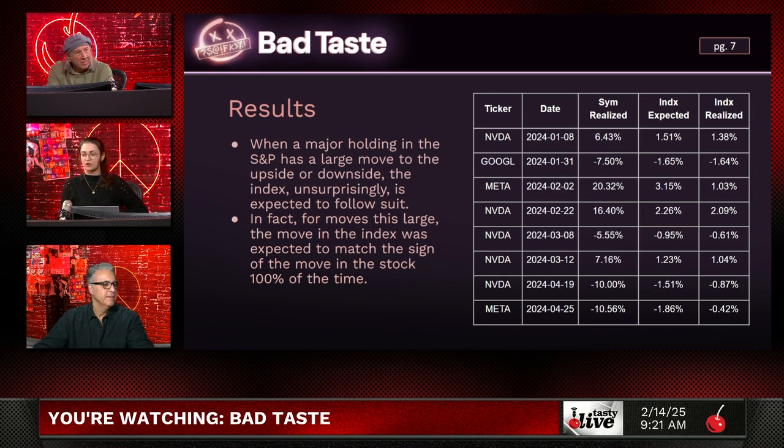We're looking at very large moves. So here, Meta was up 20%. We would expect the S&P to move up some percentage, and generally we'd expect that to be positive if Meta is moving to the upside 20%. That's effectively what we're saying here in this backtest.